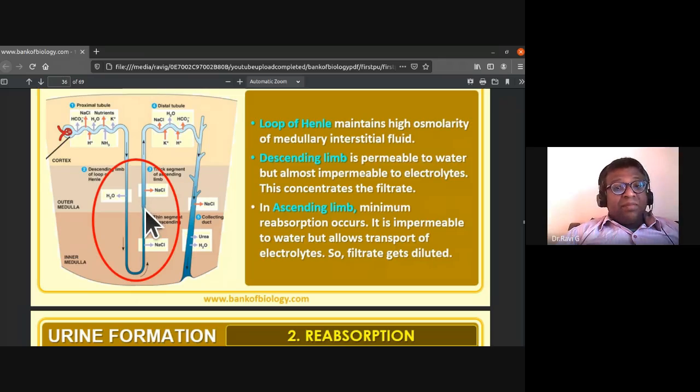In the ascending limb, minimum reabsorption occurs. It is impermeable to water but allows transport of electrolytes. In the descending limb, the filtrate got concentrated, but in the ascending limb, the filtrate gets diluted because it is impermeable to water and permeable to electrolytes.